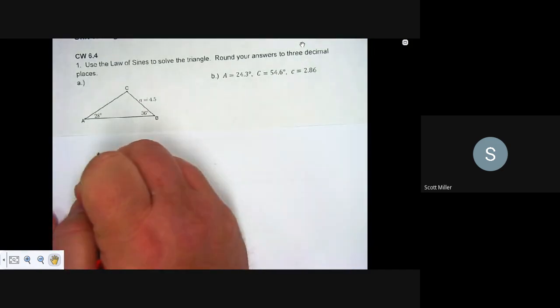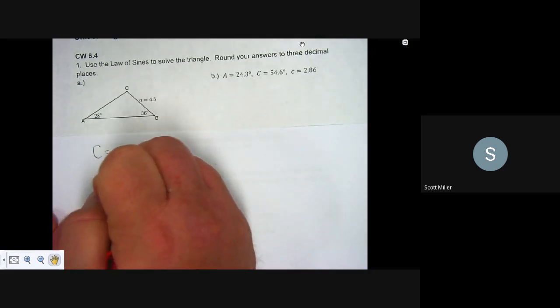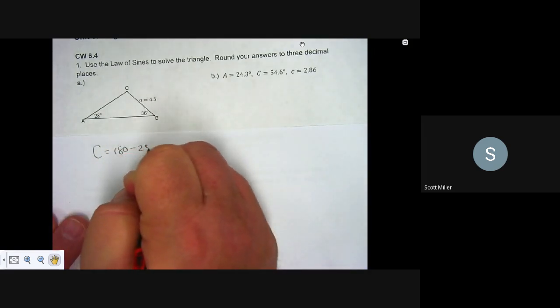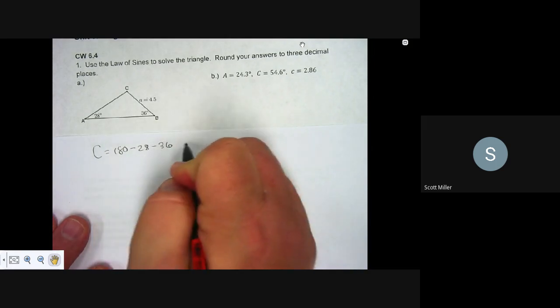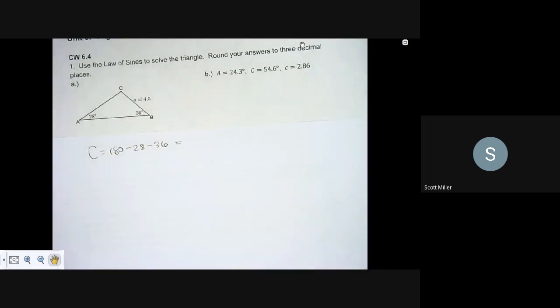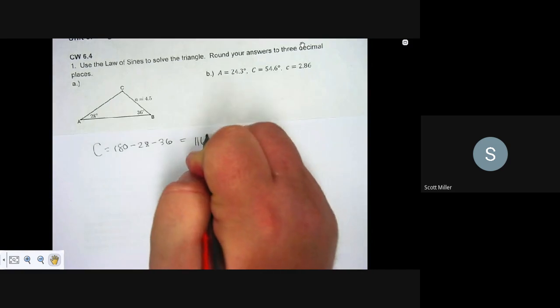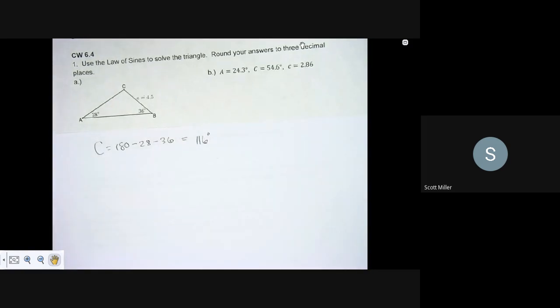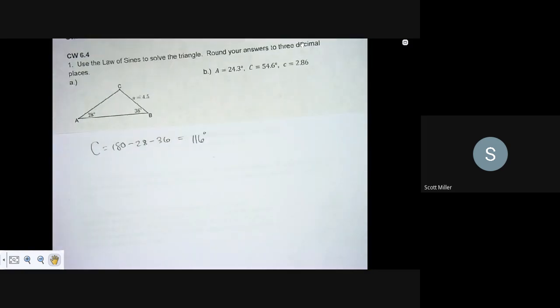So angle C, and you can write it as, you just do C, is 180 minus 28 minus 36. And then we work this out to get our answer. So 180 minus 28 minus 36, and I get the angle C is 116 degrees. Please make sure you put in your degree symbol as your final answer. So the angles are now done.